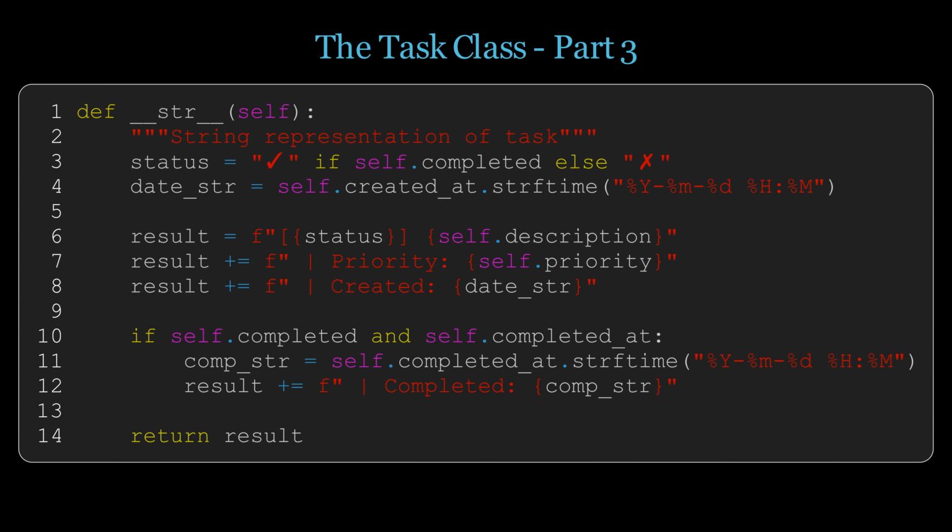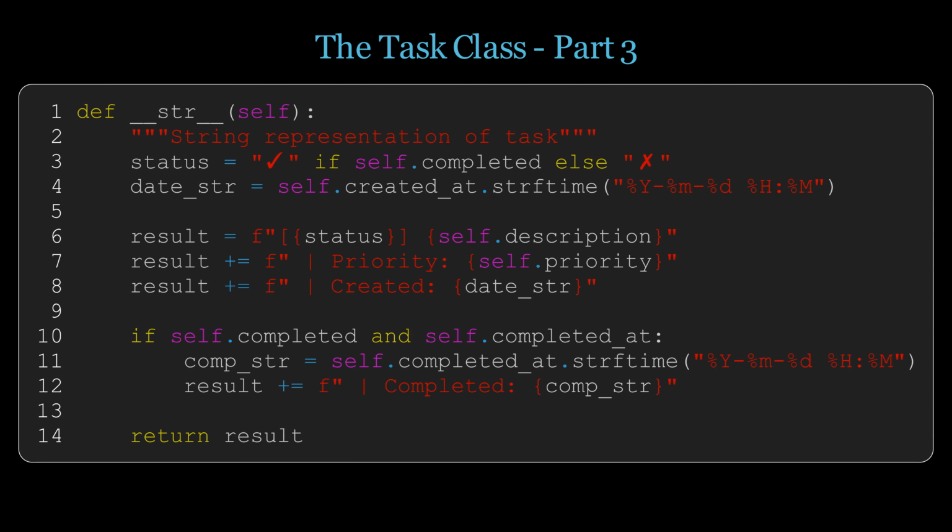We format the creation date using strftime with year, month, day, and hour, minute format. The result string shows the status symbol, description, priority, and creation date. If the task is completed and has a completion timestamp, we add that too with the same date formatting. The result is a clean, informative one-line summary of the task. When you print a task object, Python automatically calls this str method to convert it to a string.